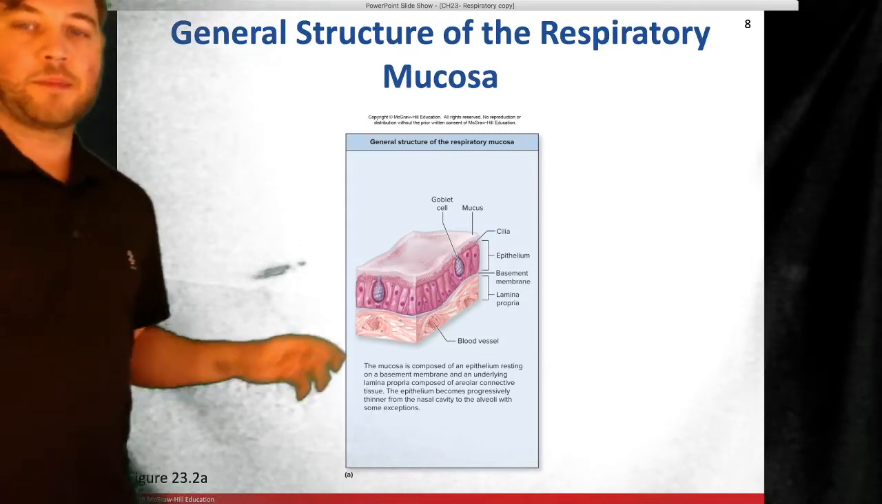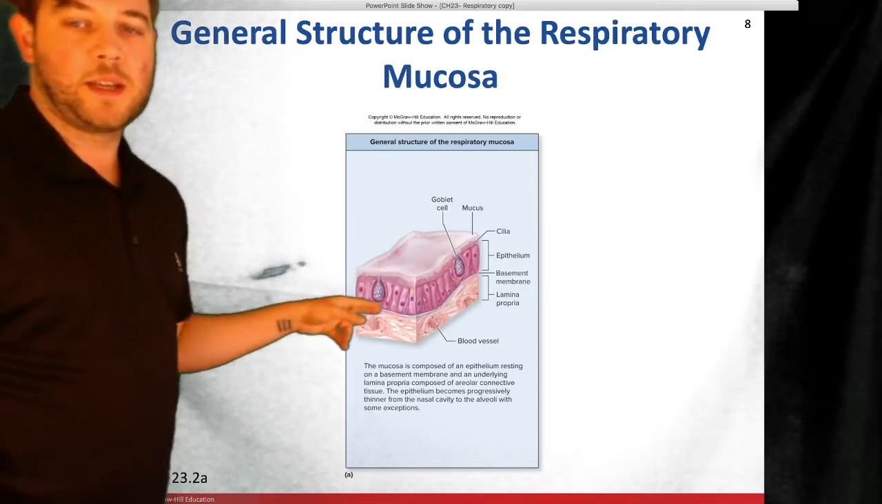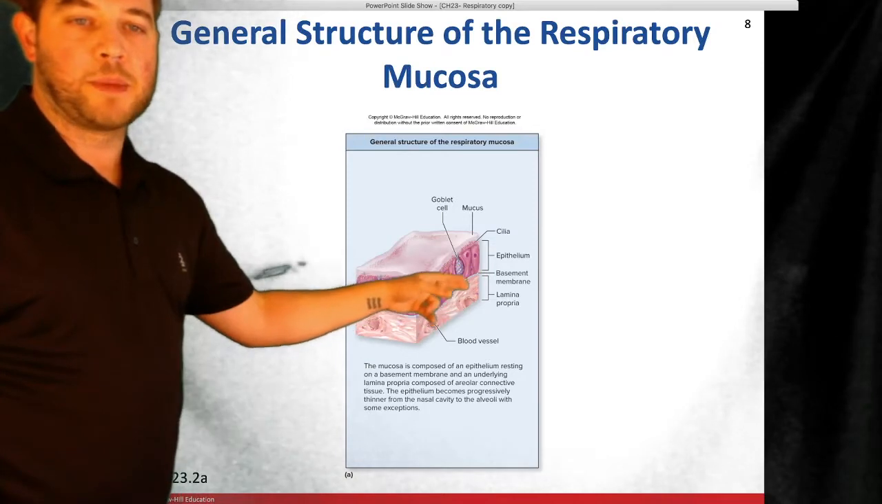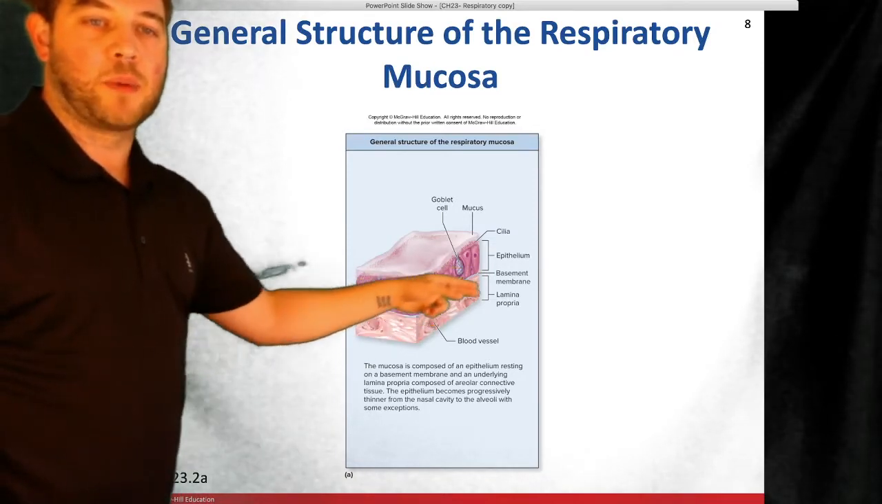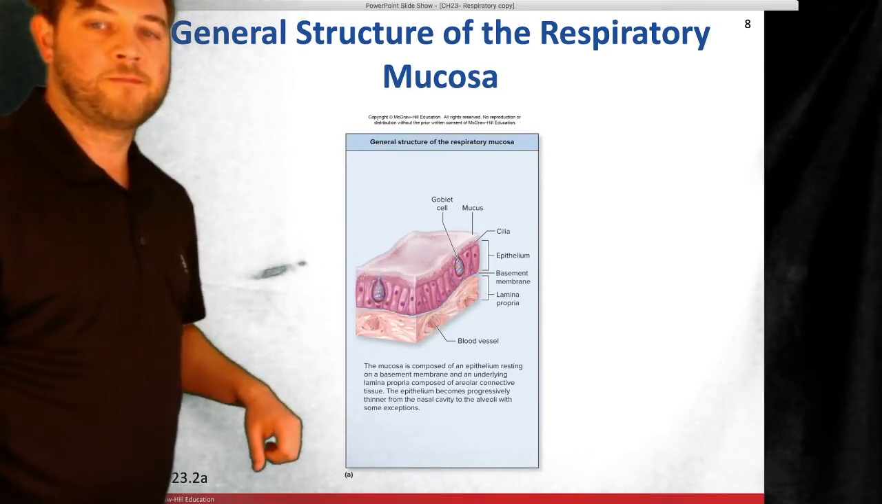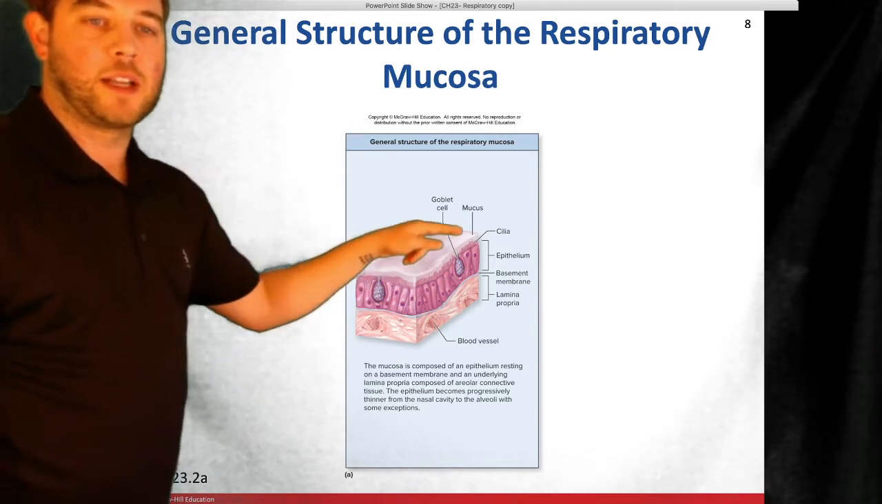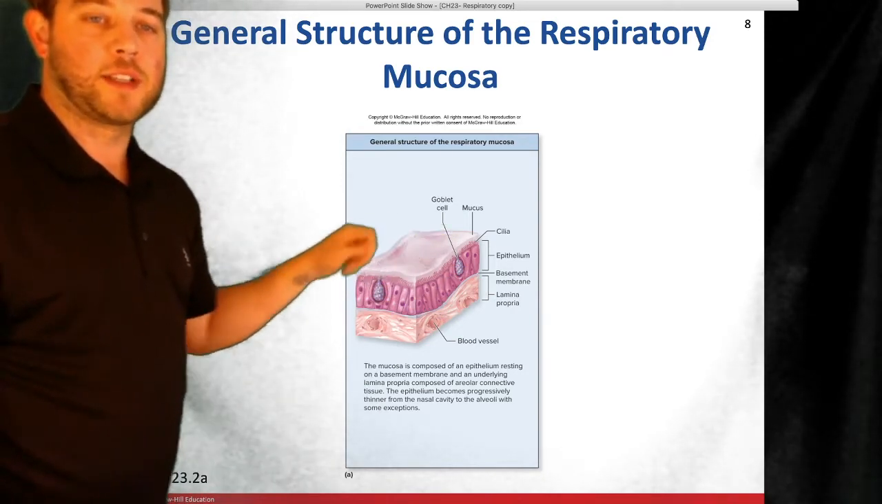Here you can see goblet cells sitting within the epithelium. There's that basement membrane that's attaching it to the lamina propria underneath it with blood vessels in there. And this mucous membrane, this layer of mucus that the goblet cells are producing.